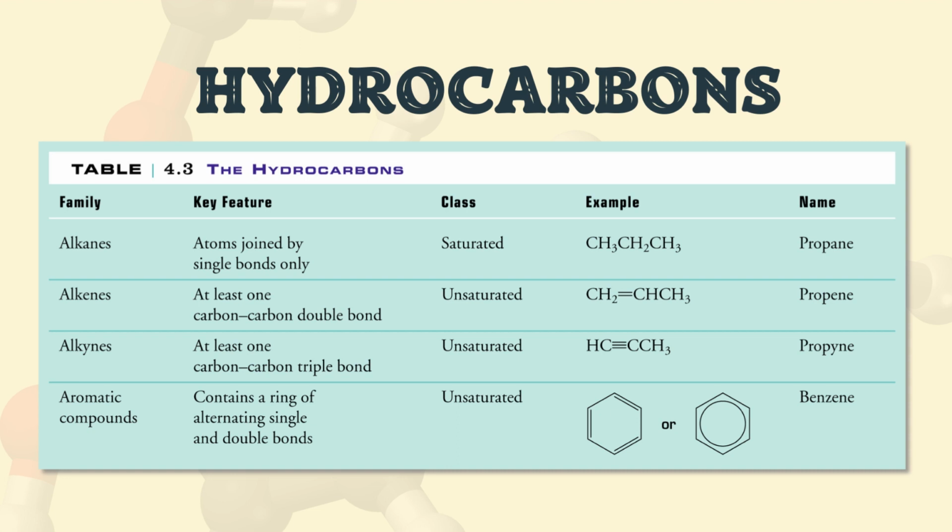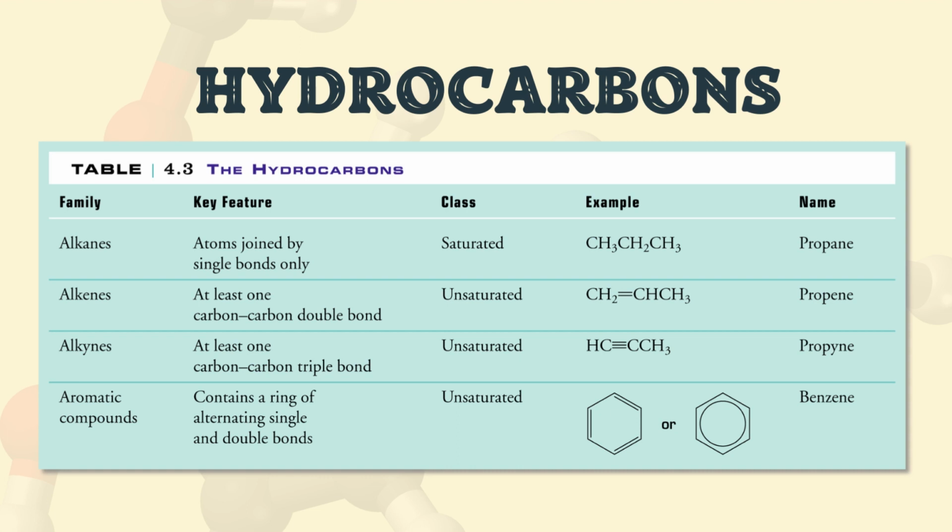So this hydrocarbon is an organic compound whose only constituents are carbon and hydrogen. Right. Then we have alkenes. Now with alkenes, at least one carbon-carbon double bond. So it will have at least one carbon-carbon double bond, and they are unsaturated. Alkynes as well, they are unsaturated. Aromatic compounds, they are also unsaturated.